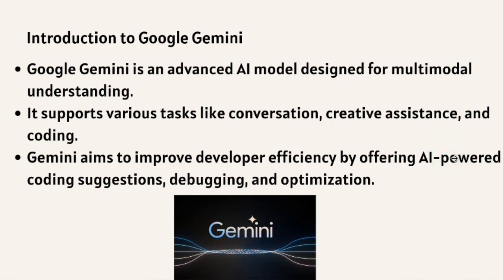Introducing Google Gemini. Gemini is an advanced AI model developed to assist programmers with various coding tasks. It offers intelligent suggestions, debugging help, and coding explanations, making it useful for both beginners and experienced developers. It supports multiple programming languages, allowing developers to write efficient, optimized code seamlessly.